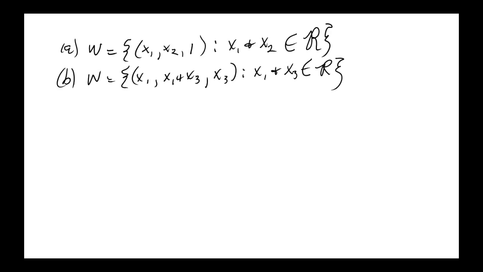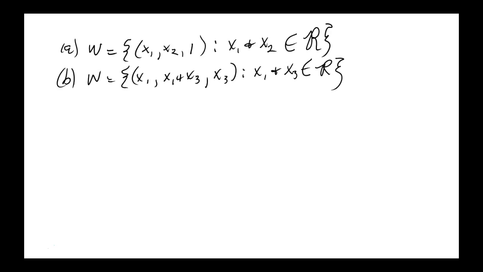Let's see if the additive principle works. If you had one that was (a1, a1 plus a3, a3) and (b1, b1 plus b3, b3), add those two together, and you get (a1 plus b1, a1 plus a3 plus b1 plus b3, a3 plus b3). Yeah, it works. And scalar multiples would be the same.